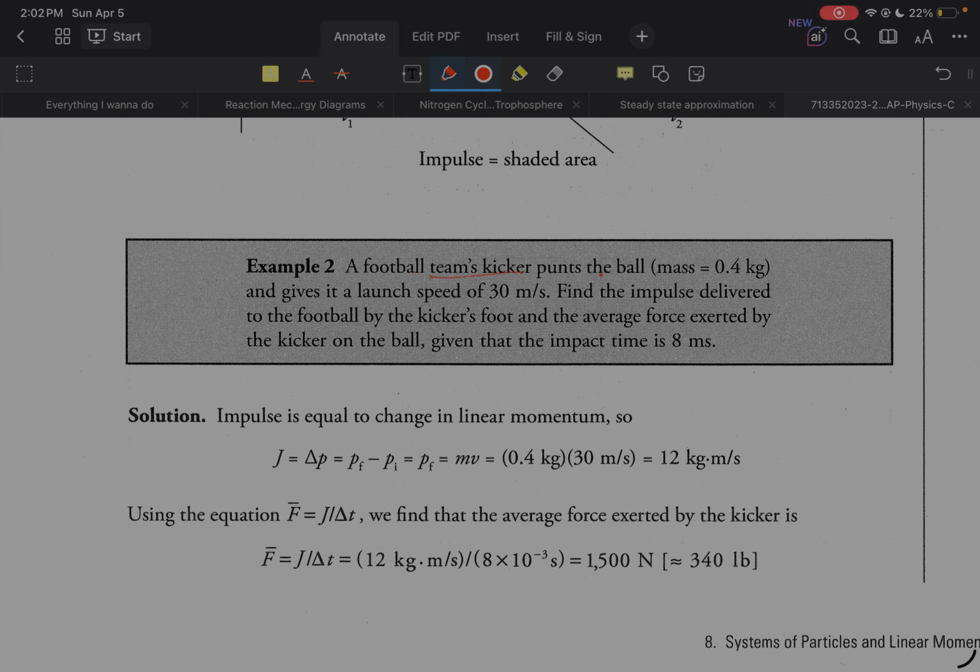A football team's kicker punts the ball, mass 4.4 kg, and gives it a launch speed of 30 meters per second. Find the impulse delivered to the football by the kicker's foot and the average force exerted by the kicker on the ball.